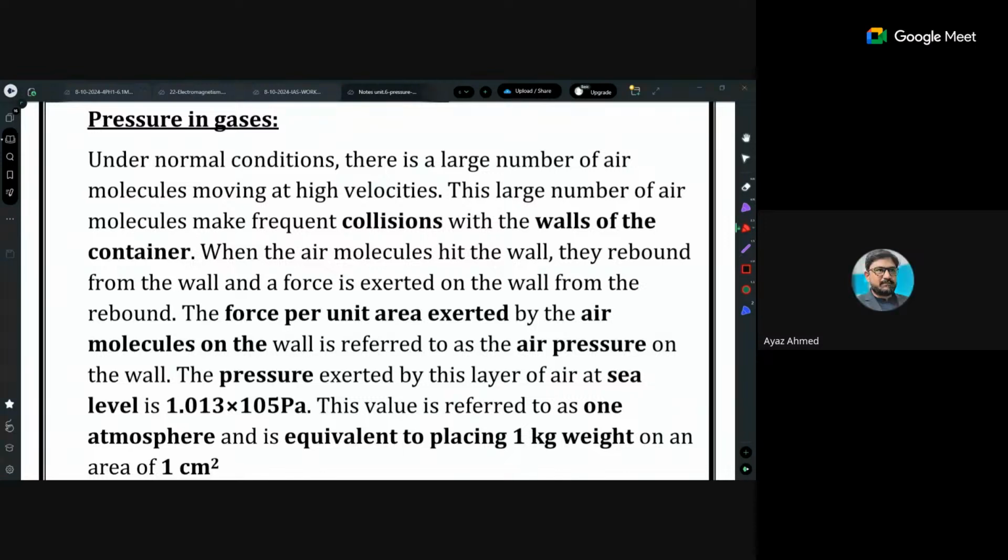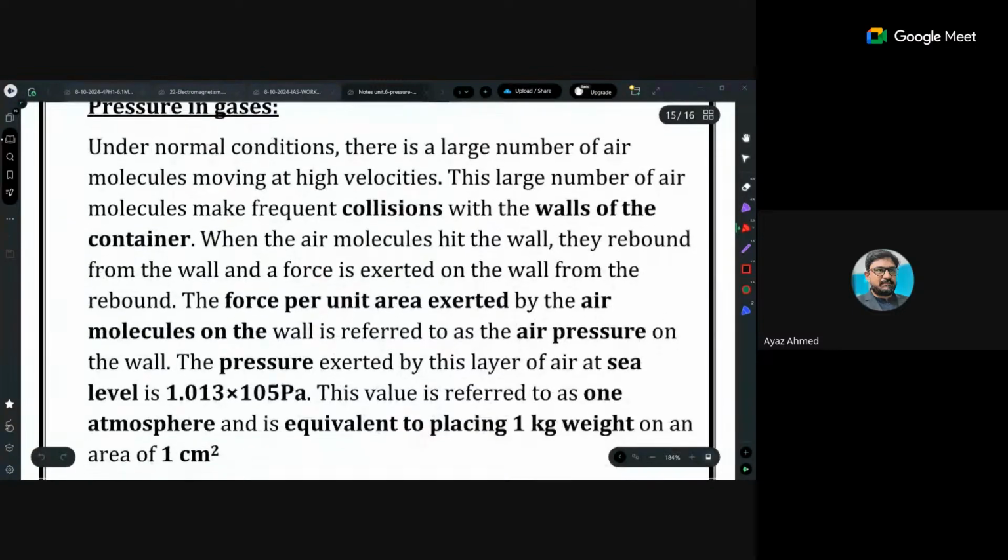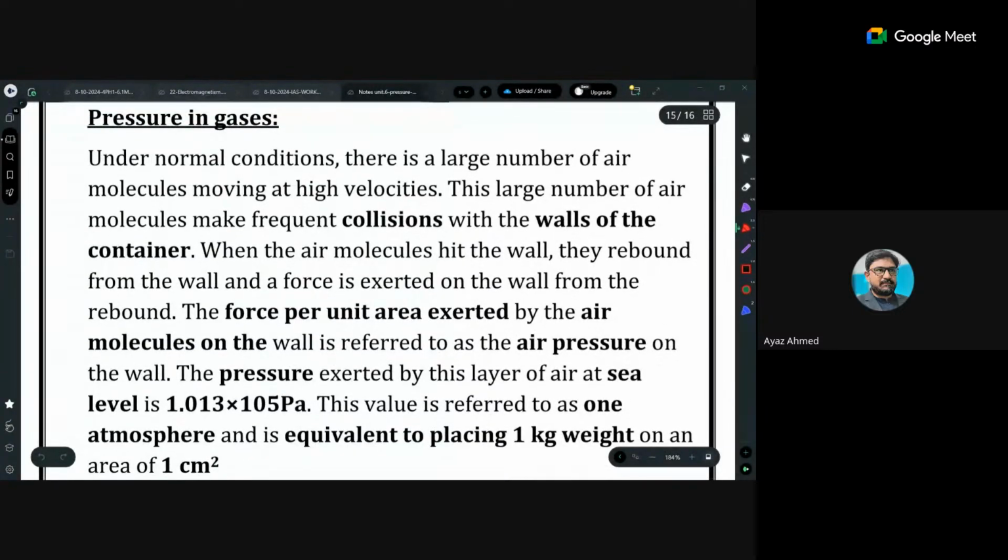Okay. So yes, we are going to discuss this topic, that is the pressure in the gases. And when we talk about the pressure in the gases, this topic deals with atmospheric pressure. This topic deals with the pressure in all types of gases. What happens in the gases actually?